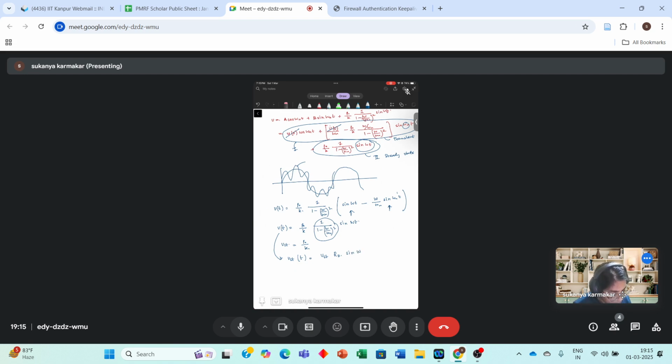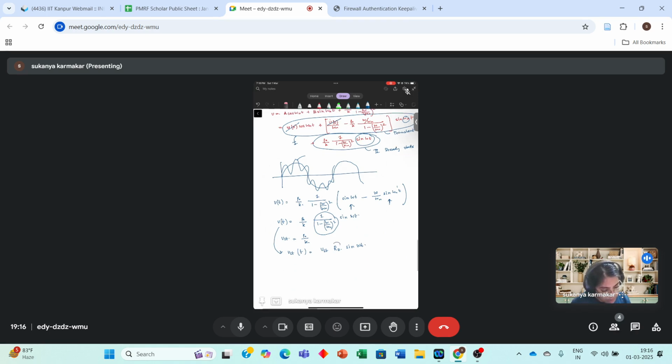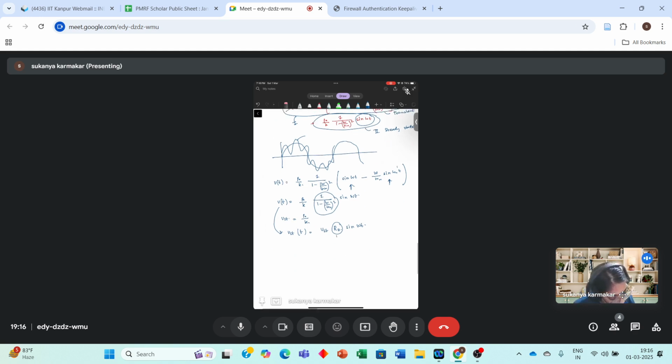So because of this force, whether my response is increasing, decreasing, that is whether it is getting amplified or de-amplified, I can write it in this format. So this is the term which I wanted to introduce, that is RD, and the terminology used is the deformation response factor. RD is the response reduction factor.